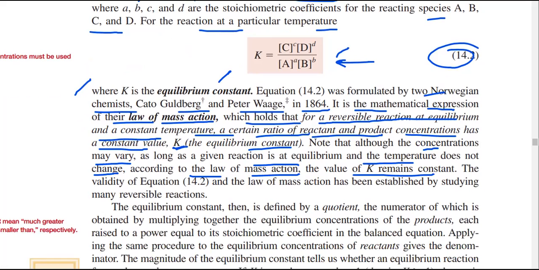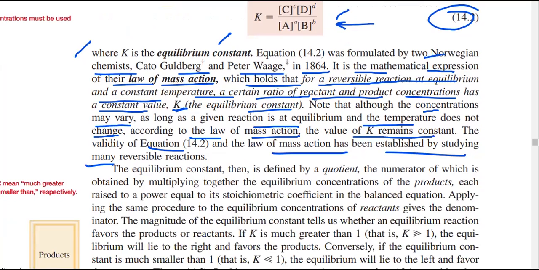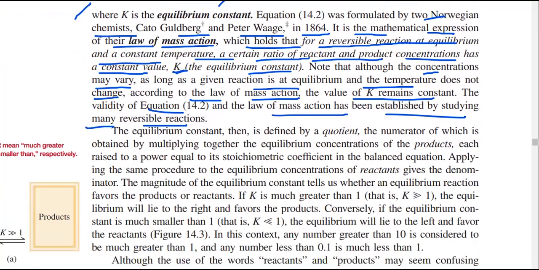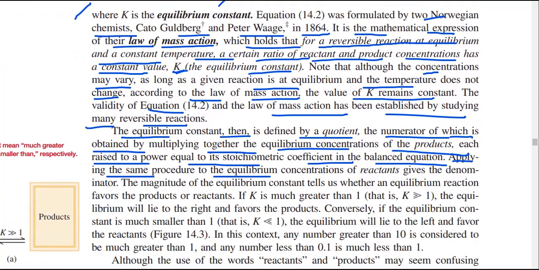The validity of this equation, the law of mass action, was established by studying many reversible reactions by Guldberg and Waage. The equilibrium constant is then defined by a quotient, the numerator of which is obtained by multiplying together the equilibrium concentrations of products, each raised to the power equal to its stoichiometric coefficient in the balanced equation. Applying the same procedure to the equilibrium concentrations of reactants gives the denominator. The magnitude of the equilibrium constant then tells whether the equilibrium reaction favors the products or reactants.